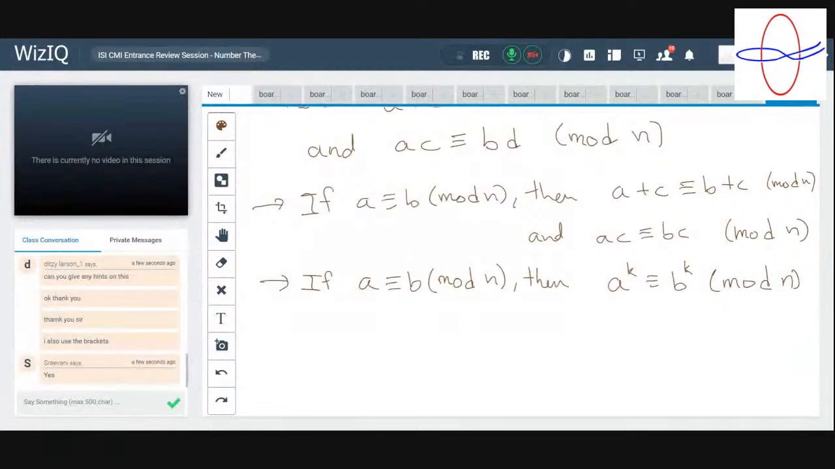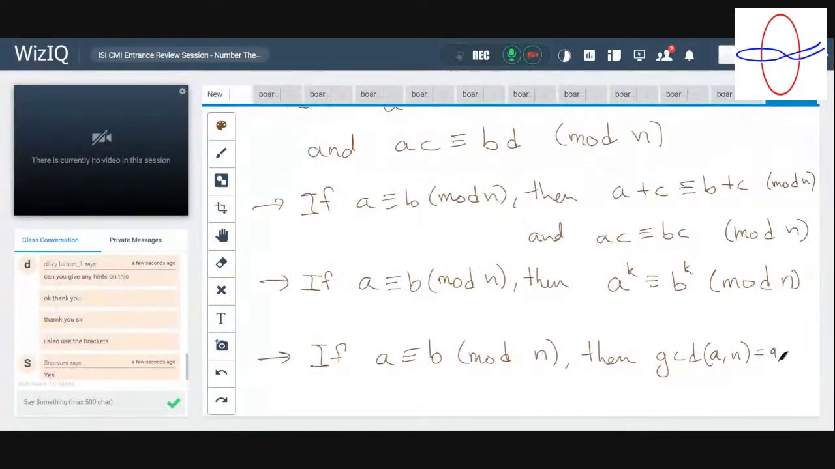Now you have this is not related. Right. This is an important result. So you can try to prove this one as well. If A is congruent to B mod n, then the GCD of A and n is actually the same as the GCD of B and n. Great.